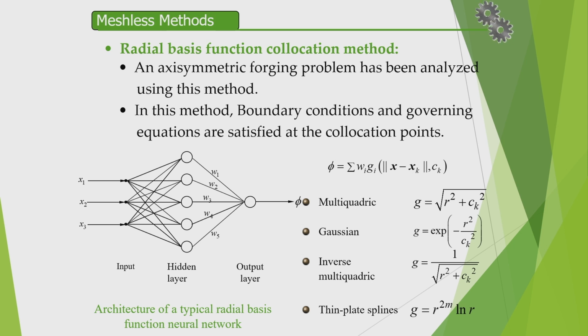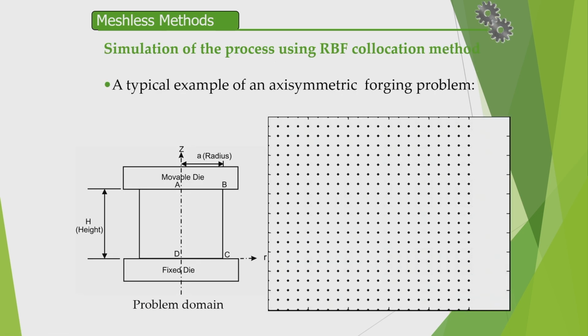In this, we tried to solve an axisymmetric forging problem using this method, and we put the boundary conditions and governing equations which have to be satisfied at certain points. So we make a neural network type of architecture. I am not giving the full details of this, but I am showing the results when we simulated. We made many grid points, but there is no mesh, and we are upsetting one cylinder.